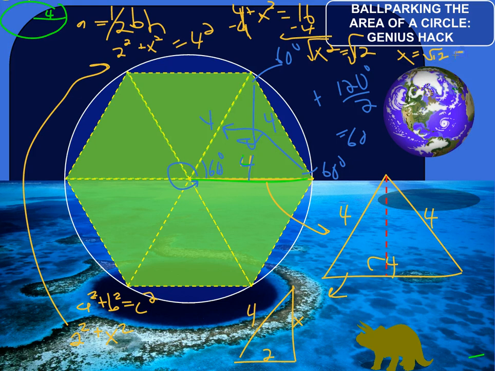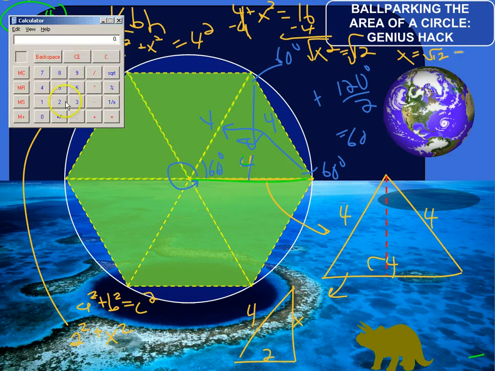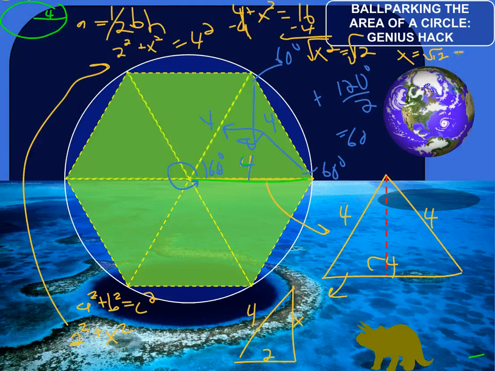And let's just estimate that. I'm going to grab my calculator, square root of 12. That's 3.46. Let's round it to 3.5. Just to make things easy on ourselves. We are, after all, estimating the area here, so it's going to be a rough estimate anyway. So this side is roughly 3.5. So that means the height of this triangle back to this triangle is 3.5.